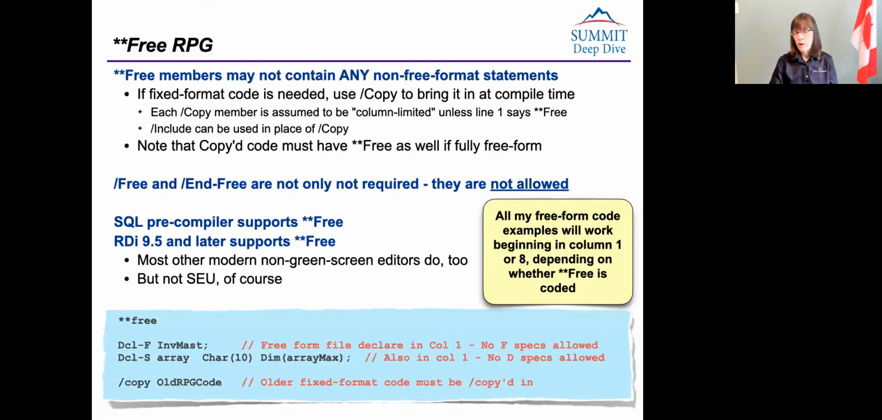If for some reason you have some code that you need to bring in that is not freeform, then one option available to you is to use /copy or /include, if you prefer, to bring it in at compile time. And by the way, regardless of the reason for bringing your /copies in, if the code that you're copying in you want to be star free as well, as in starting in column 1, then it has to specify it in the copy member itself. So in other words, the star free doesn't carry over to the copy member automatically.